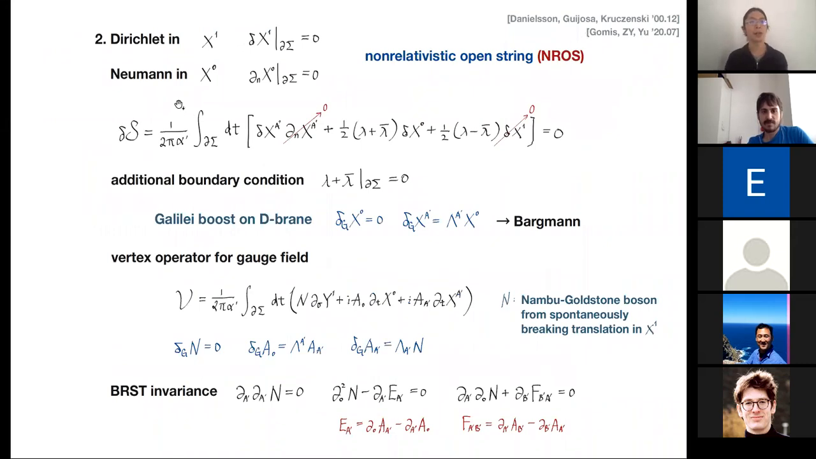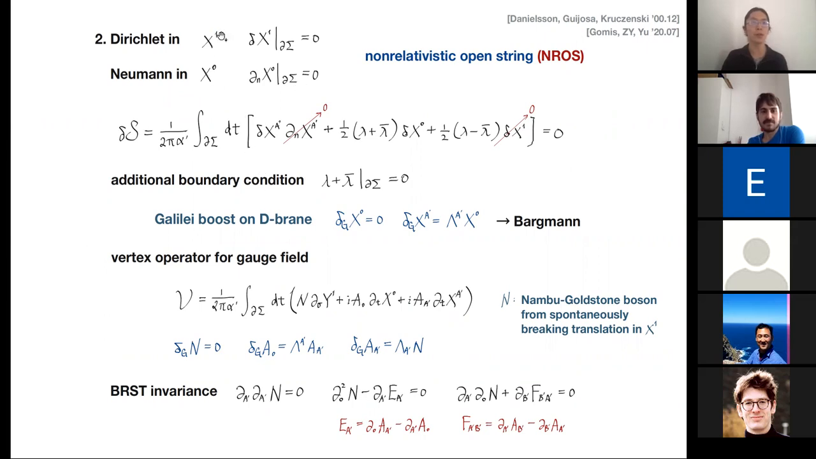However, if we now say that we take a Dirichlet boundary condition in this compactified circle x1, something different happens. We actually get the so-called non-relativistic open string. I'll call it an NROS for short.